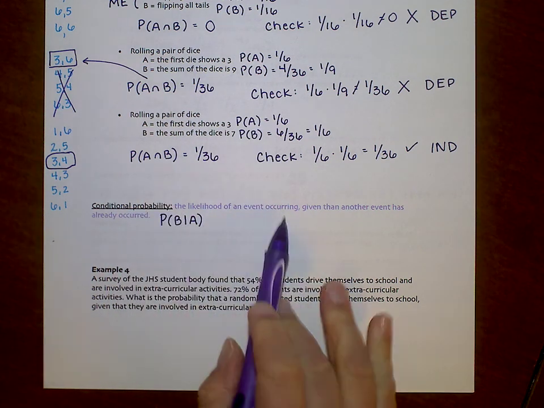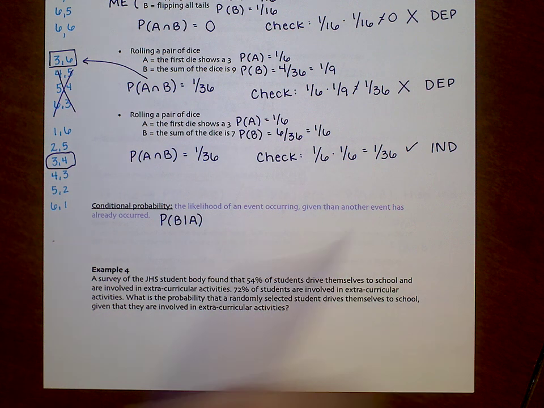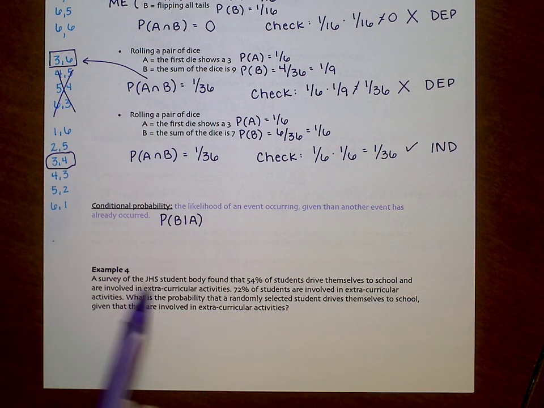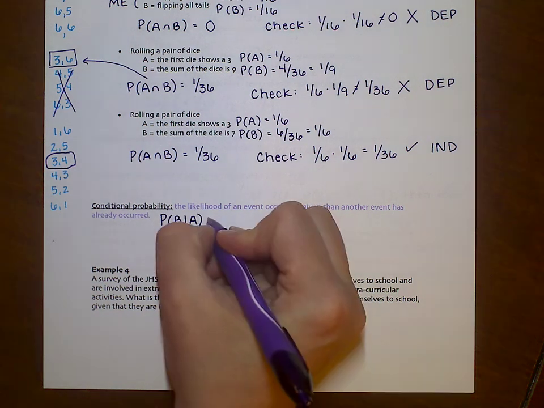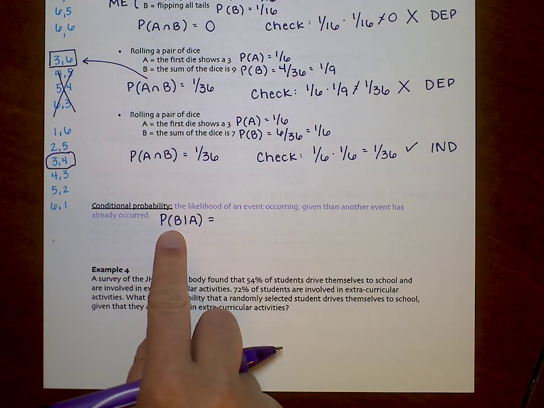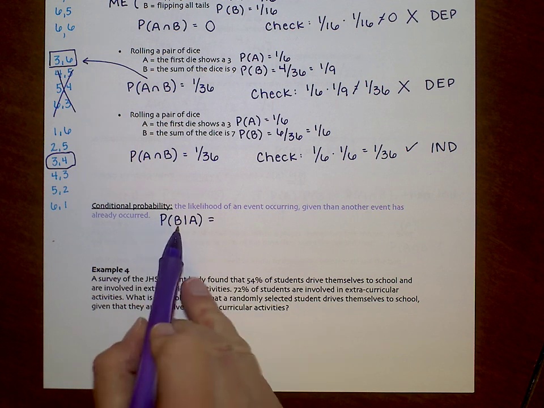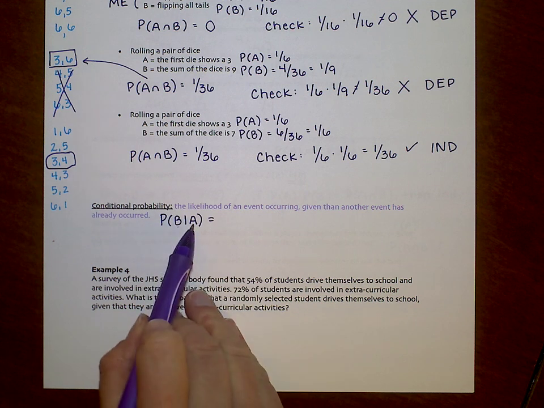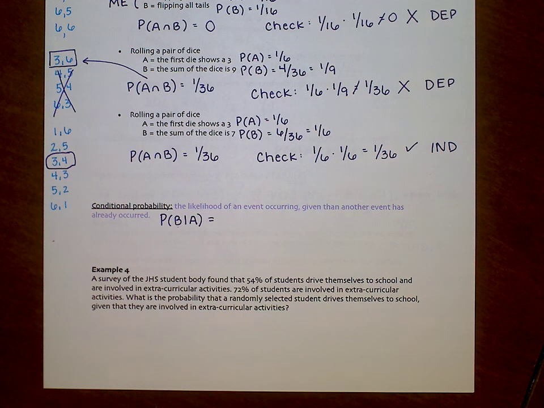Okay, the likelihood of an event occurring given that another event has already occurred. What we're going to do now is restructure our formula from a minute ago so that we have a formula for calculating conditional probability. If I'm asking you, what is the probability of this happening, assuming that this already happened, we want a way to figure that out.